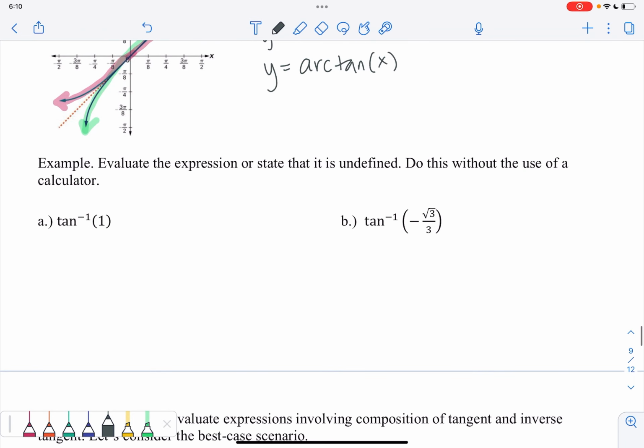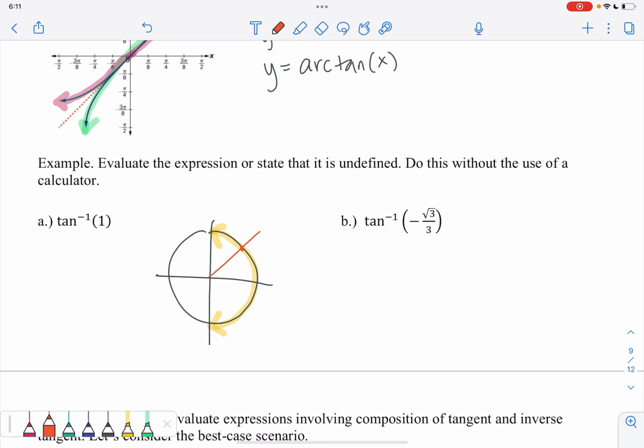For example, evaluate the expression or state it is undefined. Do this without the use of the calculator. So tan inverse of 1. So first, let's draw a unit circle. Again, we're only allowed to have outputs for arctan, or tan inverse, between -pi/2 and pi/2. And so we're saying, where does tan have an output value of 1, but again, restricted to those angles? We say, well, that happens at pi/4.